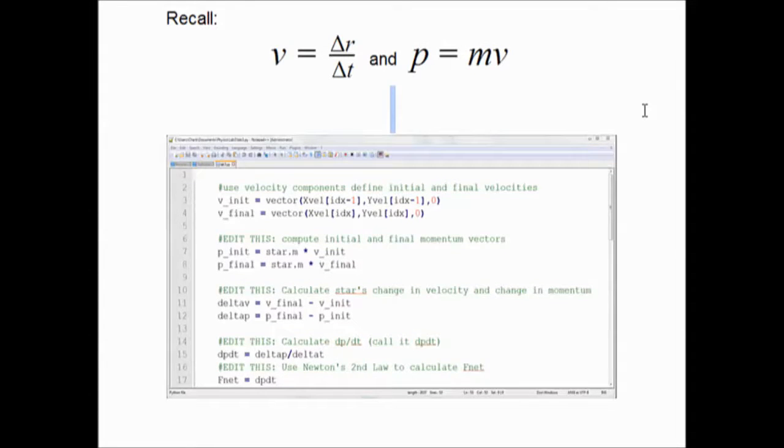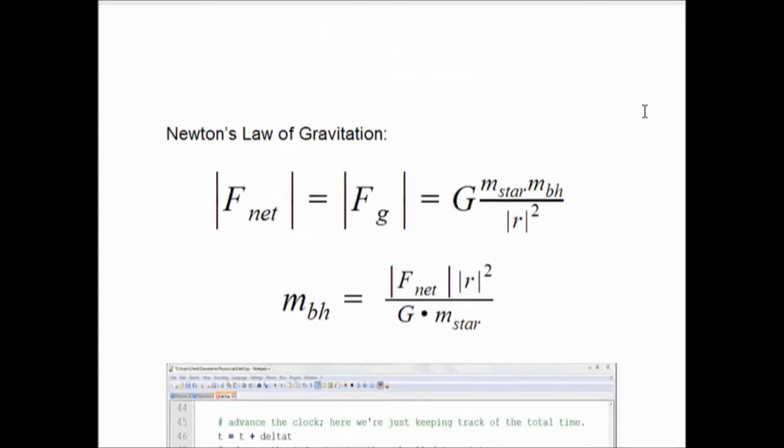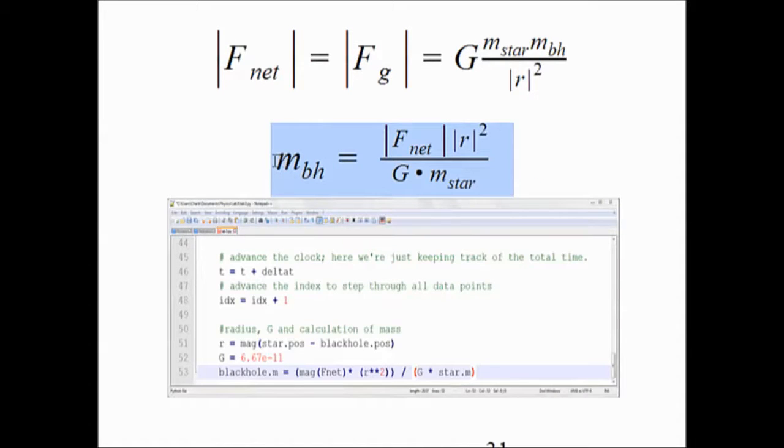Next up is Newton's law of gravitation, which states that the force due to gravity between two entities is the universal gravitational constant G times each of the entities' masses divided by the distance between them squared. In this case, we will assume that this is the only force acting upon the object and is thus our net force. We can then algebraically deduce the mass of a black hole, as shown in the last line of the code below.